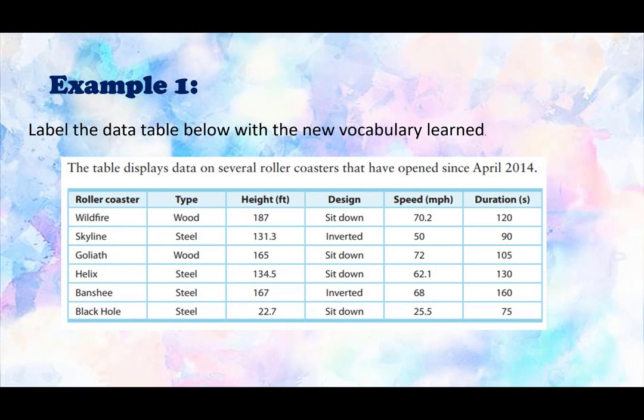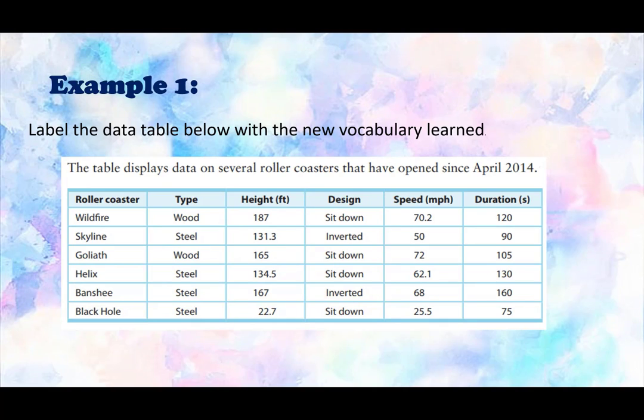So let's go into an example, because I always think that an example helps the most. So we're going to look at example number 1, and we're actually going to look at the table and label the data below with the new vocabulary we just learned, okay? So the first thing I want to do is find individuals.